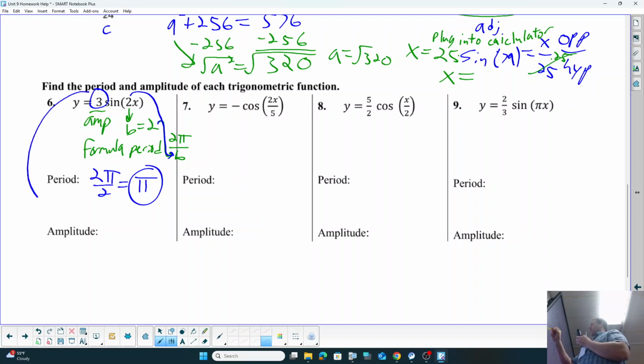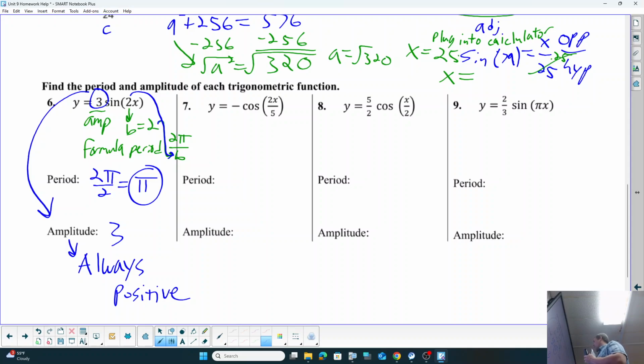And then this number again is the amplitude. Always positive. Don't forget, the amplitude is always positive. So then, what if there's nothing there? Well, there's actually an invisible -1 there. This means to flip it, but the amplitude is +1.